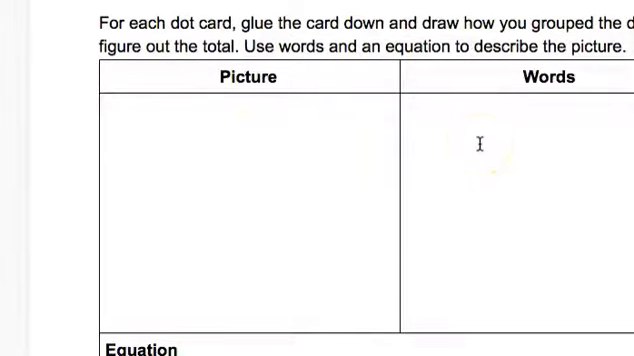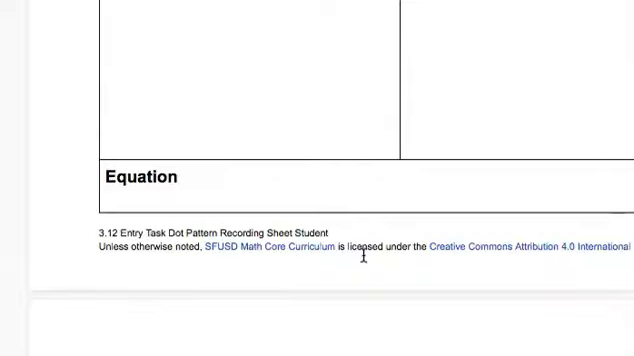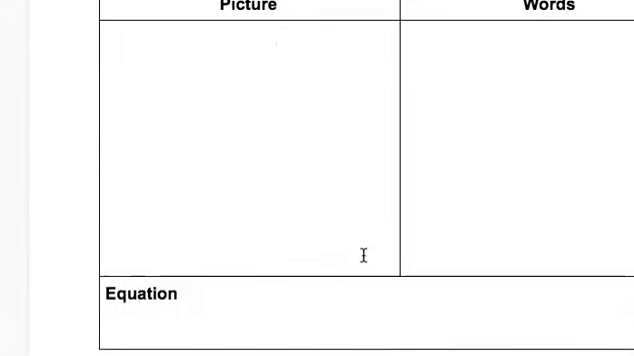Then you're going to use some words to describe. So when we're talking about words, we're meaning 3 groups of 7 or 2 groups of 9 plus 1. That's what you write there. And then finally, you write an equation. Remember, an equation is a sentence that involves an operation and an equal sign. So here would be 8 times 3 equals 24, plus 1 equals 25. That's what you would write in this section. And you'll do that for all 4 of the dot patterns that you chose.